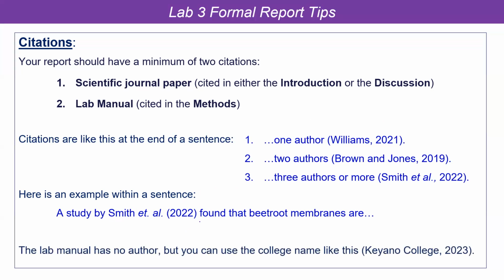The lab manual has no author, and so we're going to use the college name for the author, and the citation is going to look something like that. Notice the period is after the brackets because the citation goes with the sentence that you used it in.